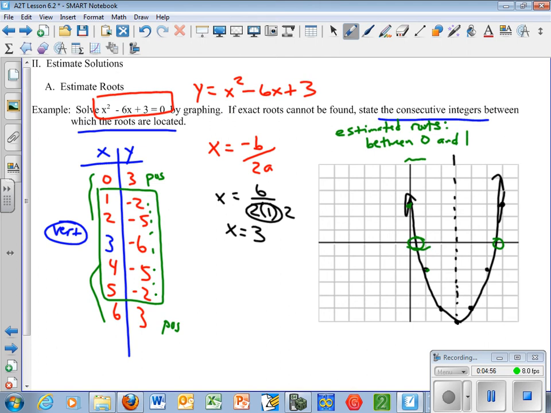And this is between 5 and 6. This would be 5, this would be 6. So somewhere, notice it went from here, where it was in the negatives, up here in the positives. So the other one would be between 5 and 6. So that's how you state your solution. We don't have to say, oh, it's about 0.3 or 0.4. We can just say between what two integers.